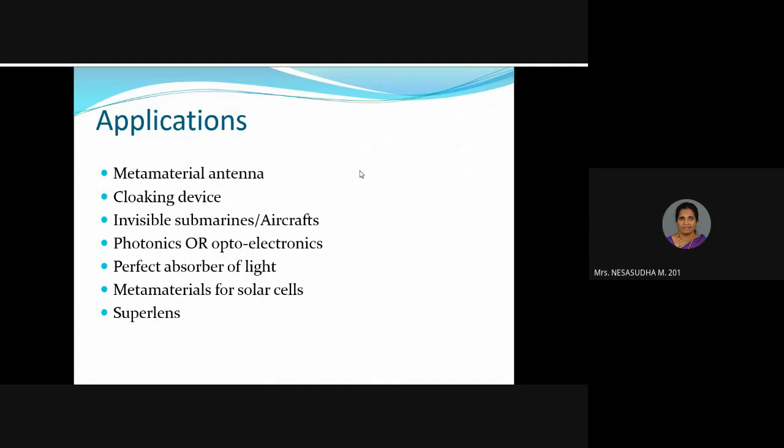Next, photonics: in the lights, absorbers, solar cells, super lens. All these find applications of metamaterial.